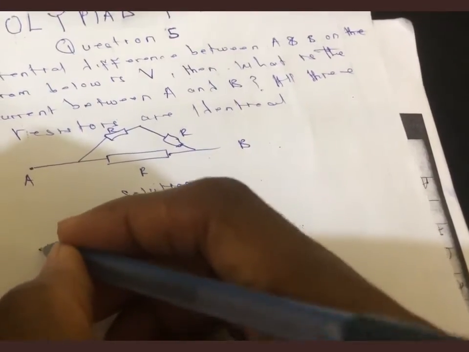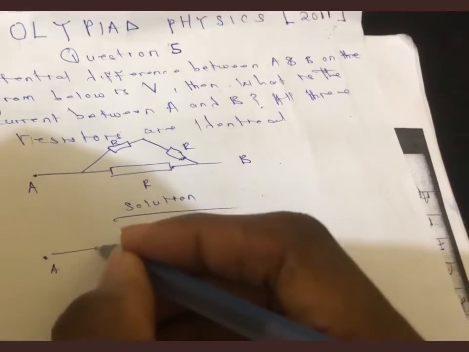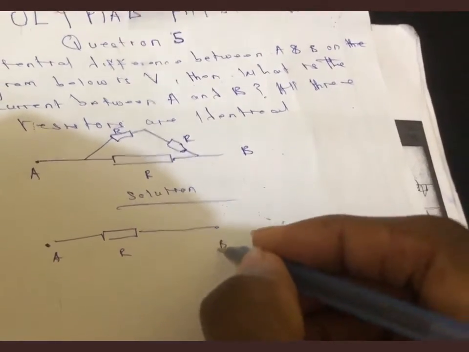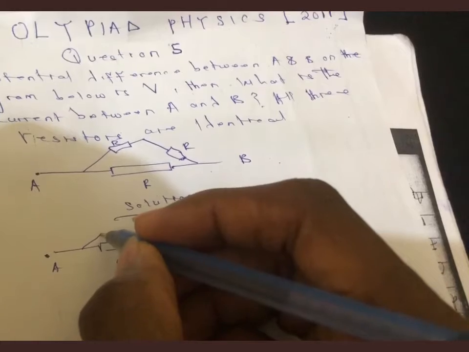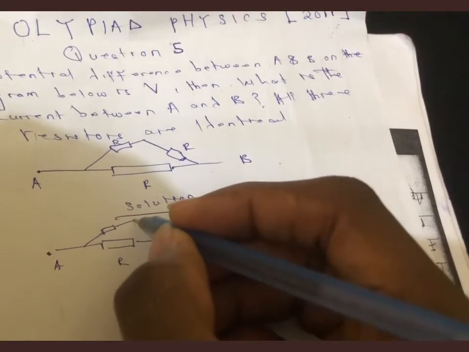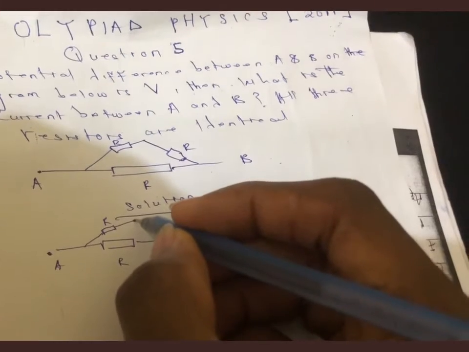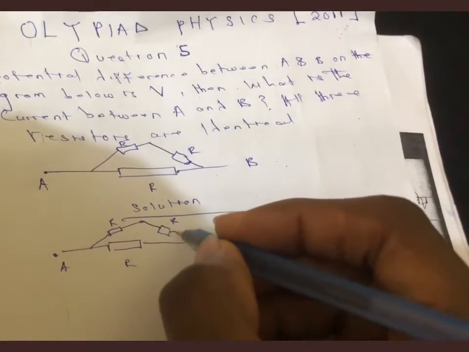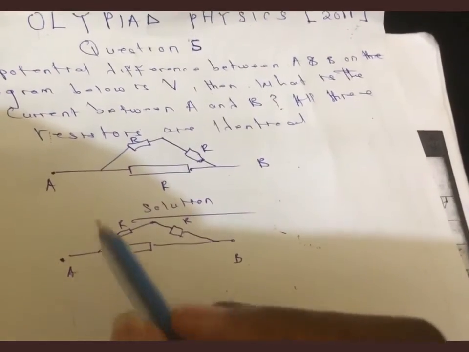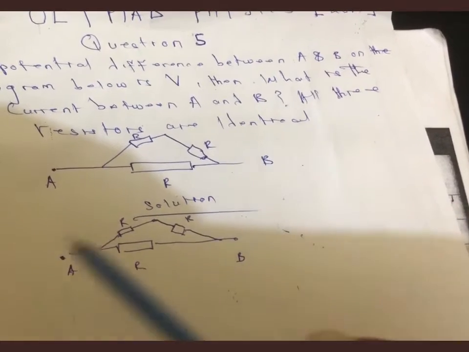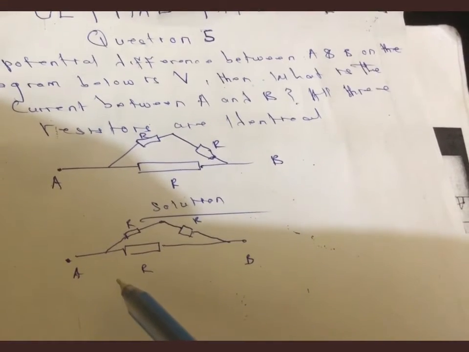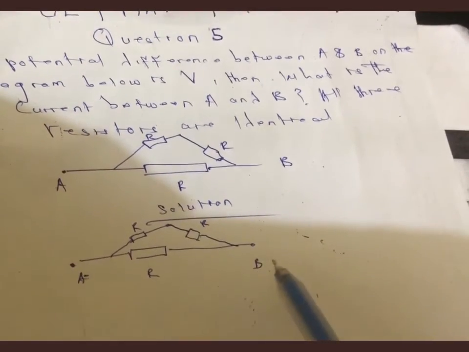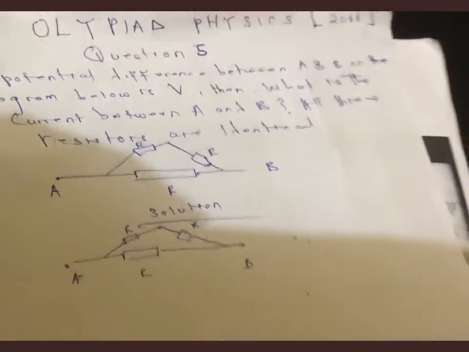when we have the point here A, and we have a resistor R, and we have a point here B, such that there is a resistor here R, then another resistor here R. Now they want to know, between this A and B there's a potential difference of V. Then what is the current between A and B? All three resistors are identical.